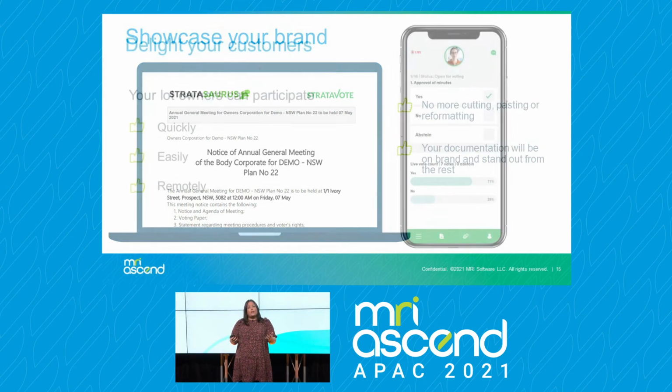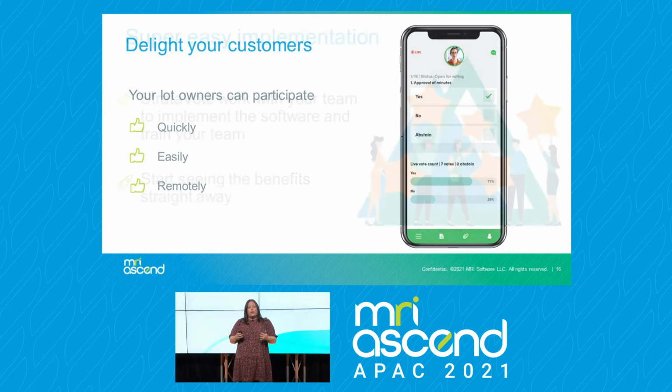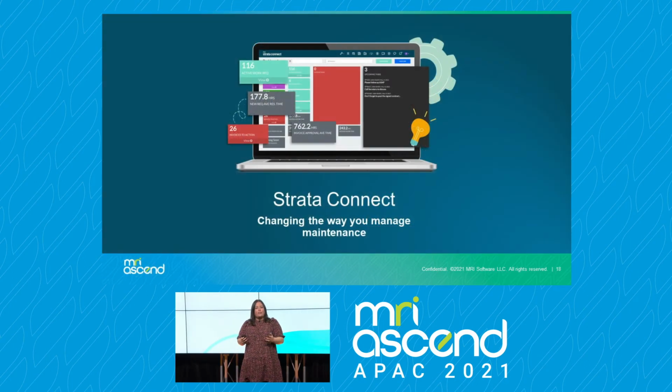And we all know that lot owner participation and satisfaction is key. With Stratavote, lot owners can participate quickly, easily, and even remotely. And this convenience leads to quicker decisions and more satisfied lot owners who will want to recommend you to their families, friends, and colleagues. And implementing a new software can always seem a bit scary, but Stratavote will work closely with you and your team to successfully implement Stratavote into your office so you and your owners can start seeing the benefits straight away. Great, so moving on now to Strata Connect.